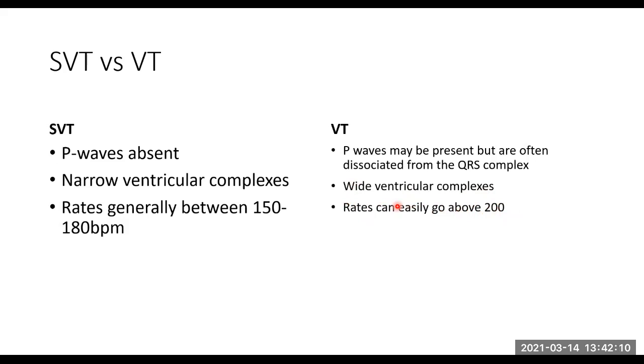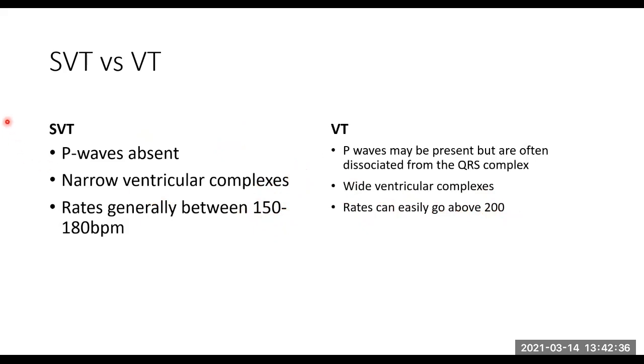Okay. Now compare this to a sinus tachycardia. If you had a sinus tachycardia, we would have P waves that are present, narrow ventricular complexes, and rates that are generally below 150. Now it depends, sinus tachycardia is normally due to pyrexia, hypovolemia, hyperthyroidism, things like that, some chemical electrolyte abnormalities and so on. So they very rarely go above 150.